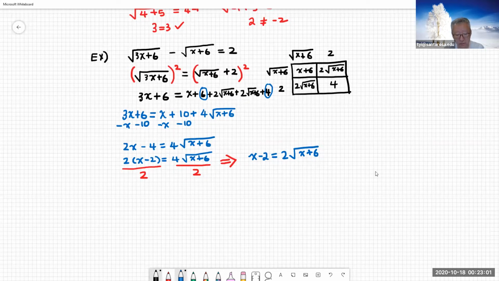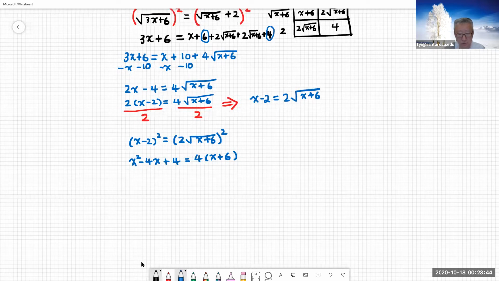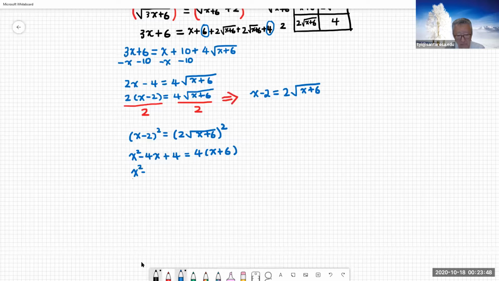So let's just do that. We are going to square both sides here. So x minus 2 squared, and I have 2 square root of x plus 6, squared. If you use the table to square this one, I get x squared minus 4x plus 4. Then this one I get 4 times x plus 6. Now we're going to expand this a little bit. So we have x squared minus 4x plus 4 equals 4x plus 24.